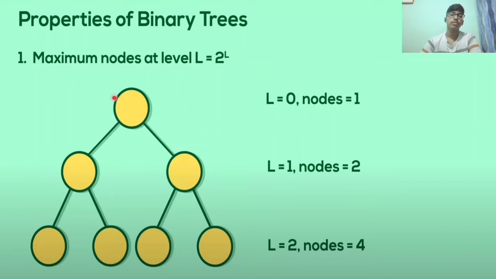This is 0 level. At 0 level only the parent node exists. At first level there can be at most 2 nodes. At second level there can be at most 4 nodes. So we can find the maximum nodes at level L by finding 2 power L.